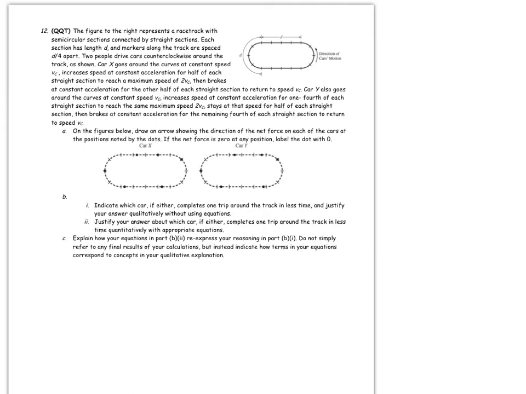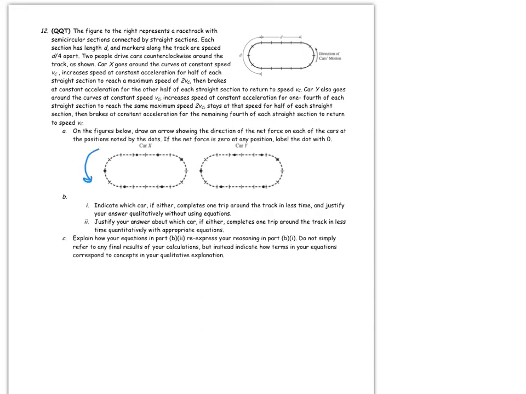Y, on the other hand, is going to speed up over a quarter of the straightaway, so from here to here, to a speed of 2v, maintain that speed of 2v for half the straightaway, and then slow down for the final quarter back to v to go around the curve. All right, and so we have a few questions starting with simply identifying the direction of the net force, which is going to be the direction of the acceleration of each car as they go around the track.